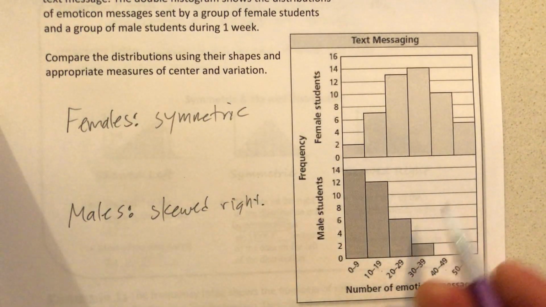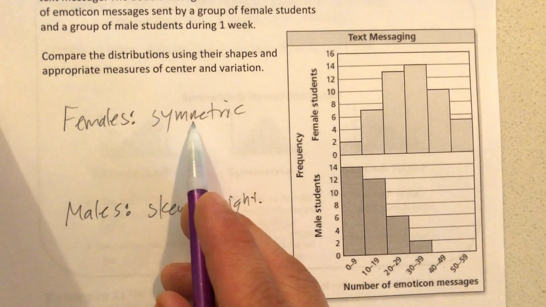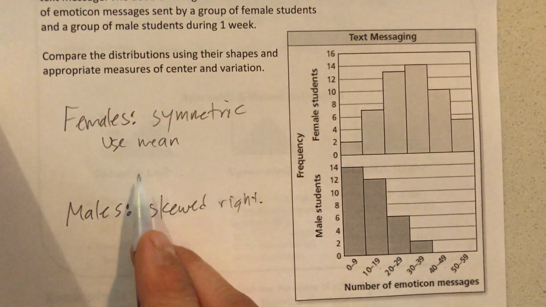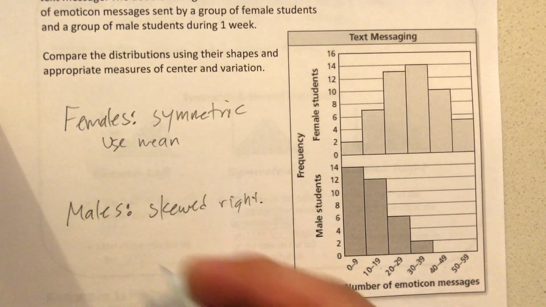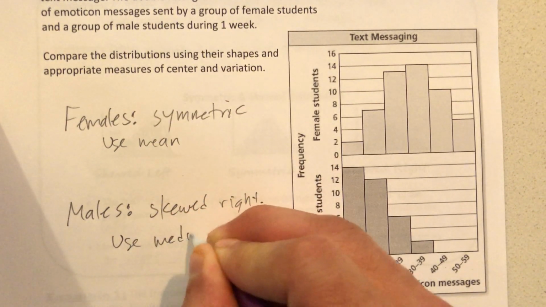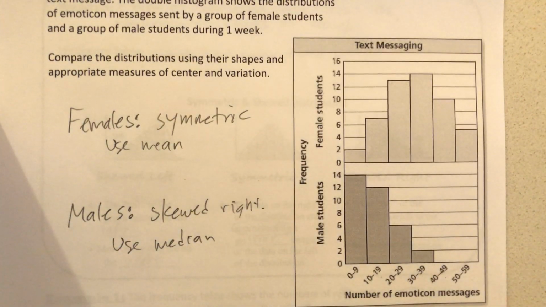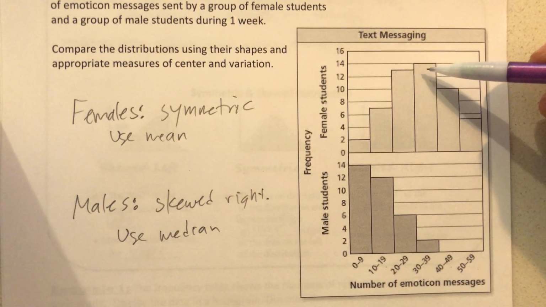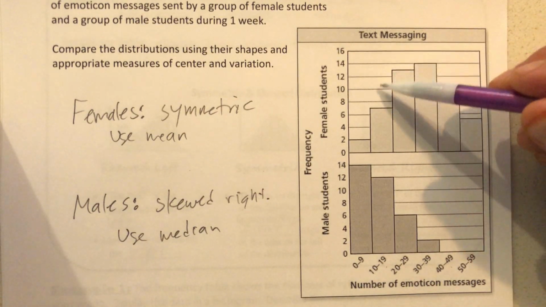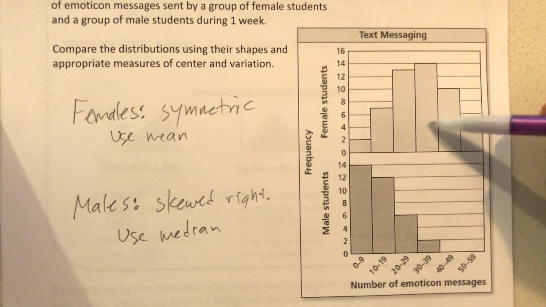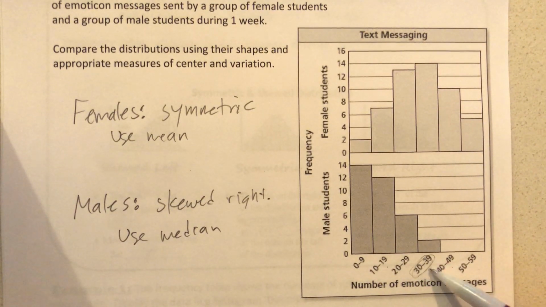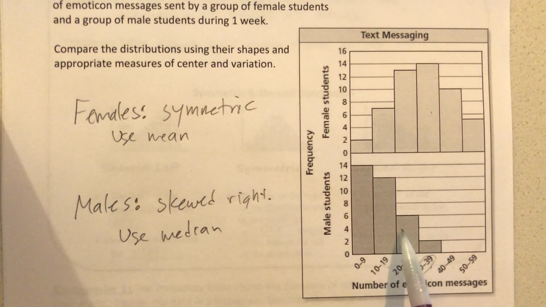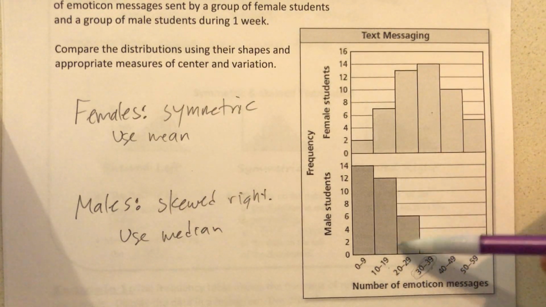So if we think back to the notes we just wrote down before, if something is symmetric, we would use the mean to talk about the center. And if something is skewed, we would use the median. And then one other thing we could say is we don't know exactly what the mean is, but you can see the middle here. The middle for the females is right around in this range here. And if you go down here, it's somewhere in the 30s of emoticon messages sent. Whereas the boys, if you found the median, is down here much lower.